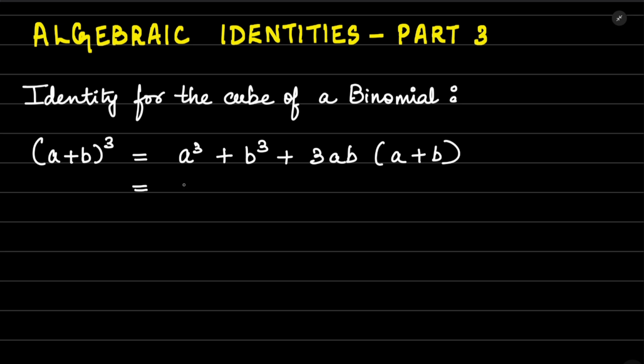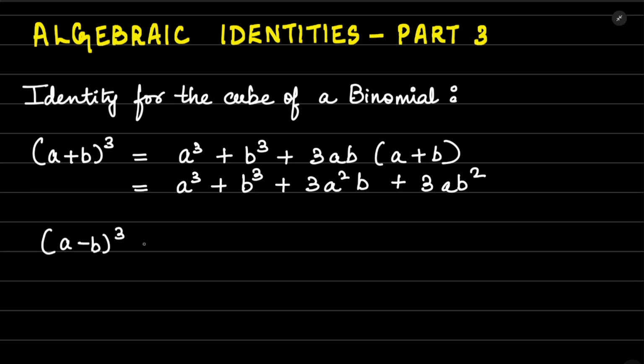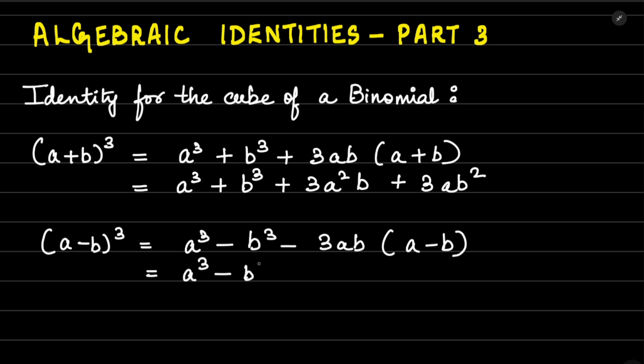Or you can also open the brackets and expand it further, which will get you a cube plus b cube plus 3a square b plus 3ab square. So this is the first one, and the second one is a minus b the whole cube. It's nothing but a cube minus b cube minus 3ab multiplied by a minus b. Or you can even open the bracket: a cube minus b cube minus 3a square b plus 3ab square.